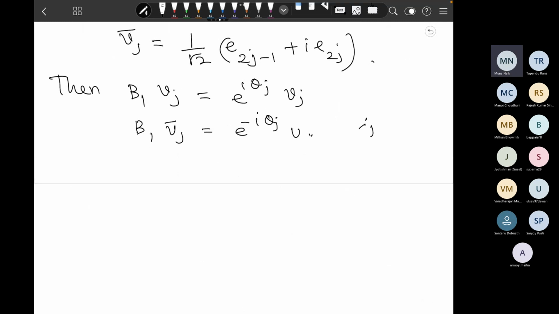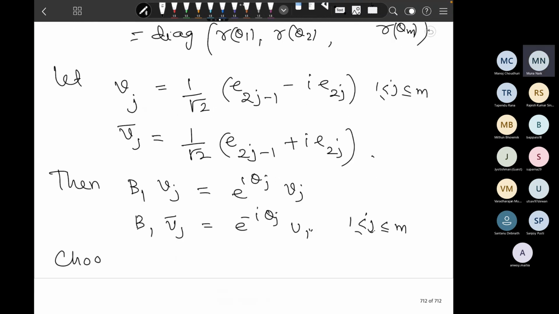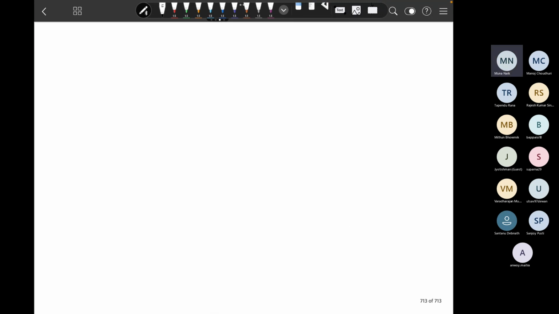Okay, so this happens for j is equal to 1 to m. Now I will choose my theta j. Muna, the last one is Vj bar, right? Yeah, Vj bar. Thanks. Okay.